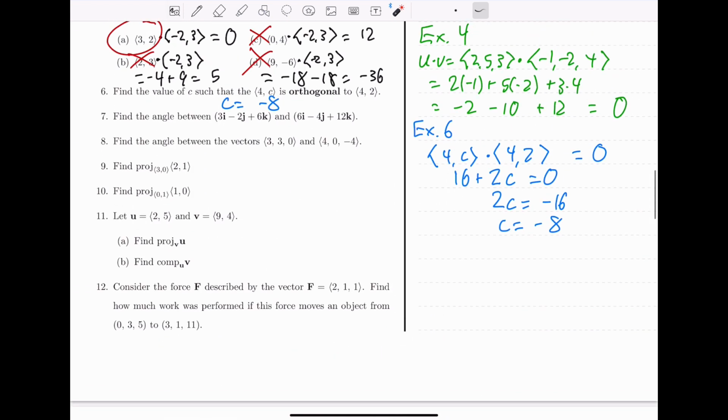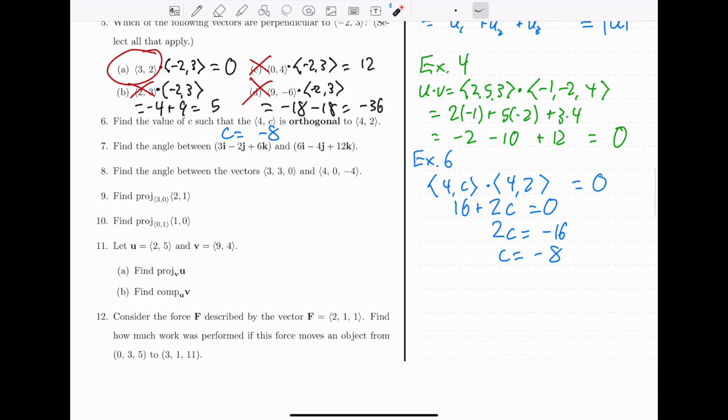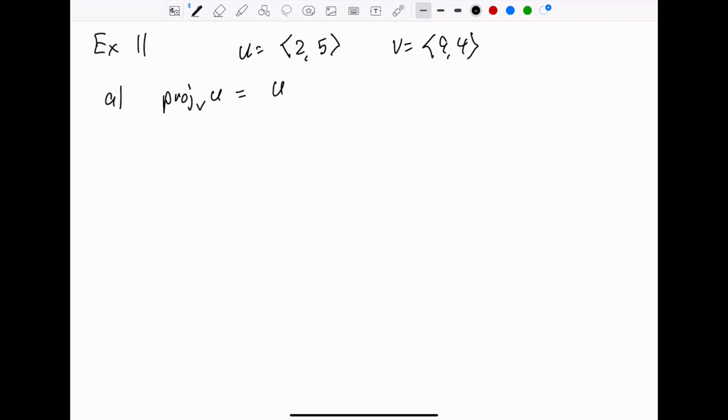Let's solve example 11. We have these two vectors, u and v. We want to find the projection of u onto v, and then find the length of the projection of v onto u. Our vector u is the vector 2, 5. The vector v is 9, 4. For part A, we want to find the vector projection of u onto v. So we set up the formula: u dot v divided by v dot v times the vector v.